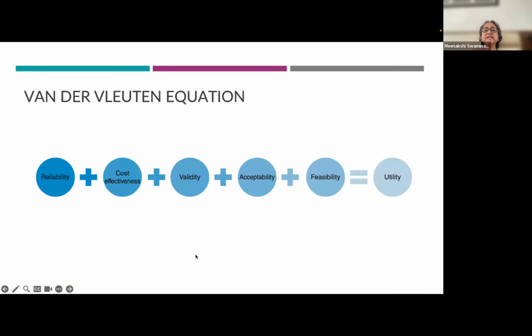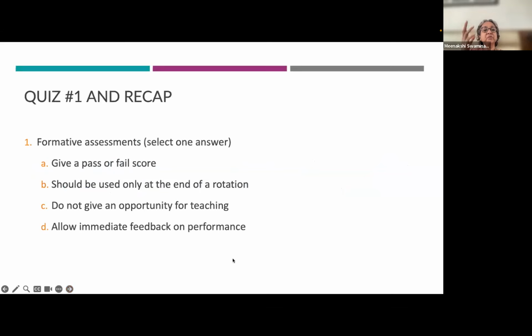So for an assessment to be really useful, the utility, there has to be reliability, cost effectiveness, validity, acceptability, and feasibility. Each one of these has to be thought about before you decide on the utility of a particular assessment method. So here is a poll for you.